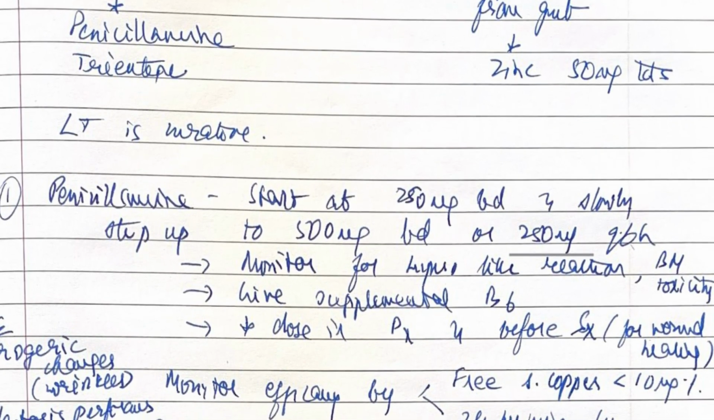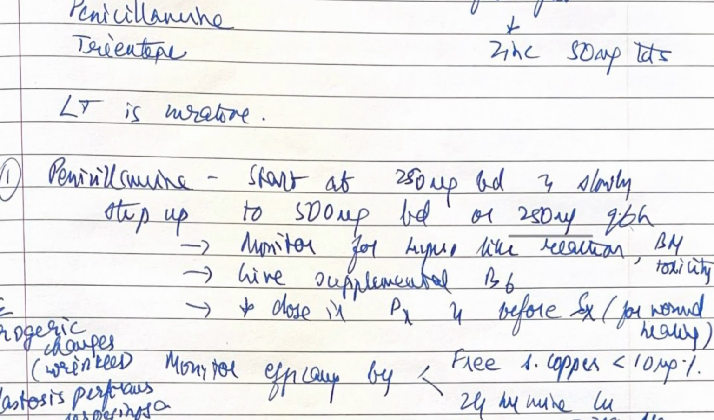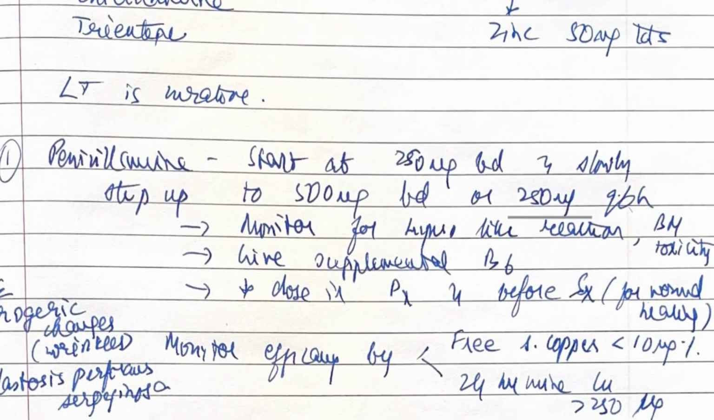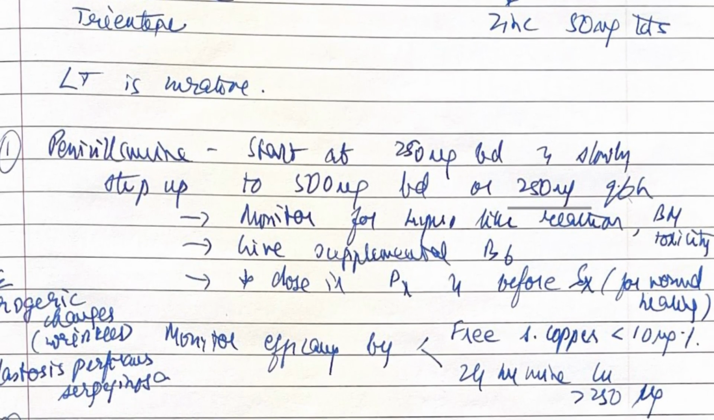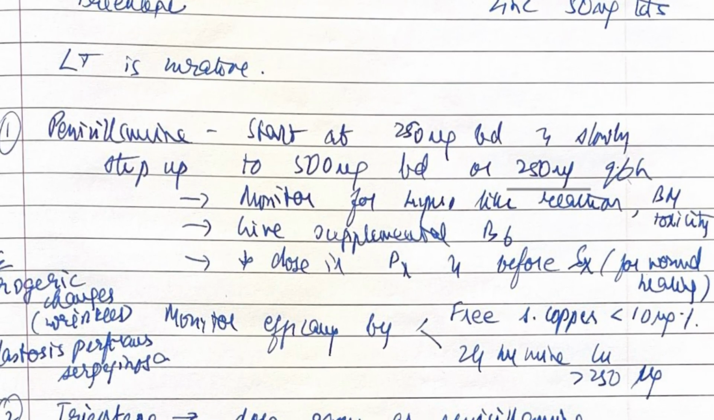We monitor for lupus-like reactions and bone marrow toxicity. We have to give supplemental B6, just like in INH. We reduce the dose in pregnancy and before a surgery, because there is evidence of decreased wound healing with it.